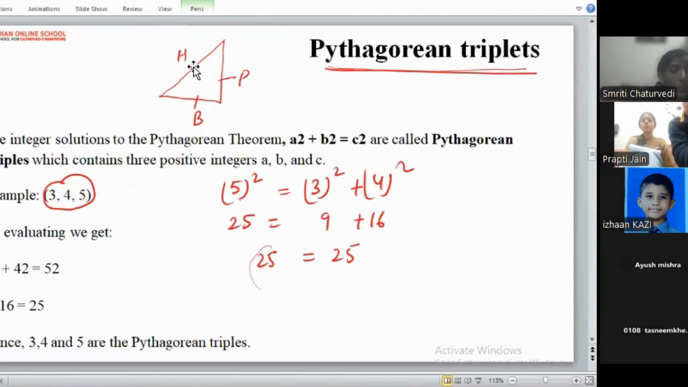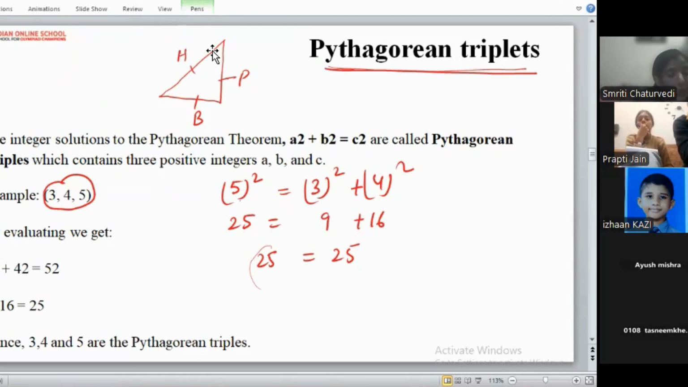The next thing is the Pythagorean triplet. What is a Pythagorean triplet? It says that the square of the largest number equals the sum of the squares of the other two smaller numbers. Correct? Now if I say there is one twist. What is the twist?